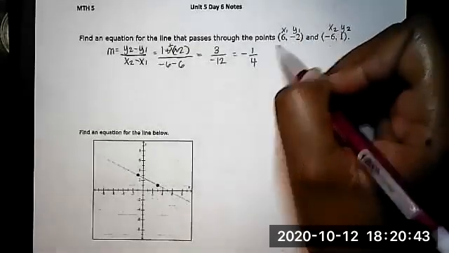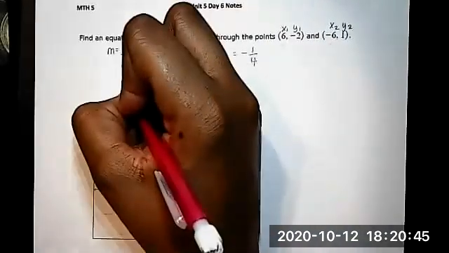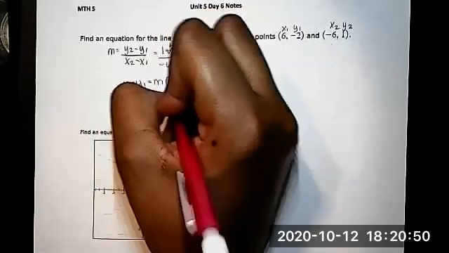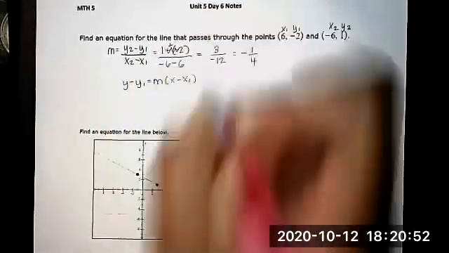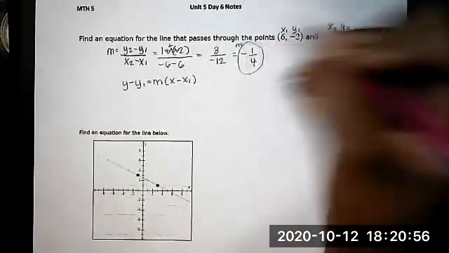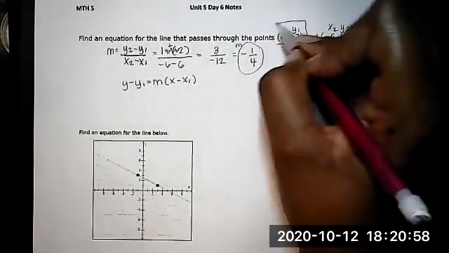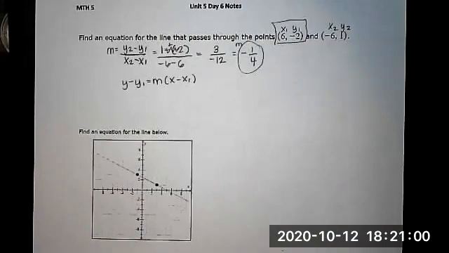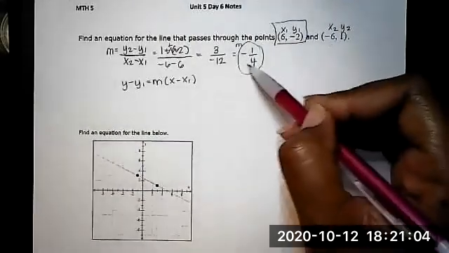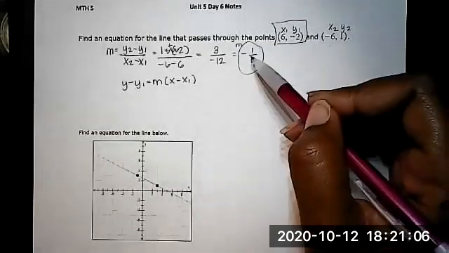You can use this one or this one to put it in point slope. And we know point slope is y minus y1 equals m times x minus x1. Okay, we're going to use our slope, m, and 1 point. We don't really need this point anymore. Now that we have our slope, we can just use that and 1 point to write an equation.